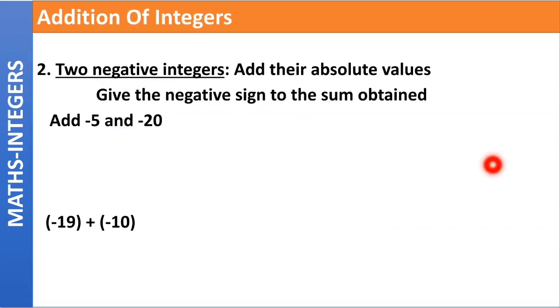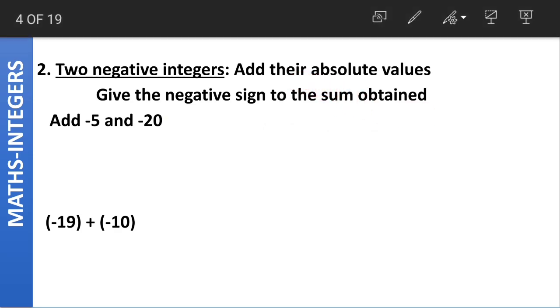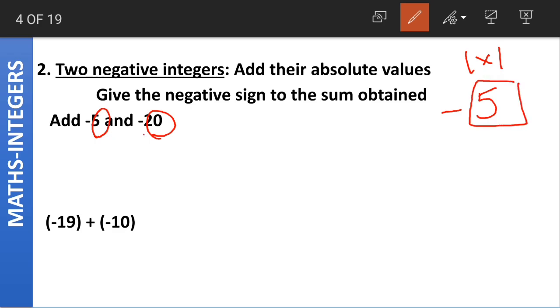Moving on, how do we add two negative integers? When we have two negative integers, we add their absolute values. Give the negative sign to the sum obtained. Now what does absolute value mean? Absolute value is the mod value, which means it is the value of the number without the sign. For a negative integer minus 5, the absolute value would be 5. For the negative integer minus 20, the absolute value will be 20.